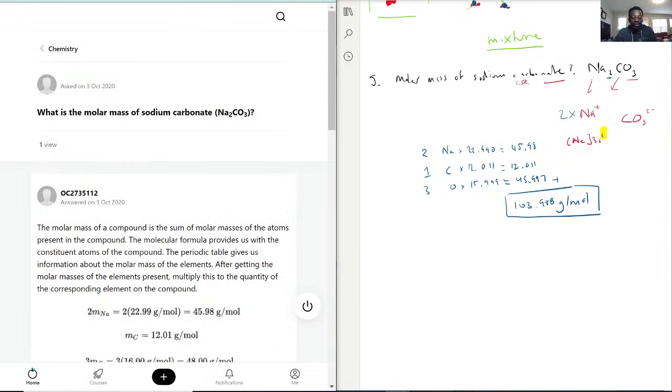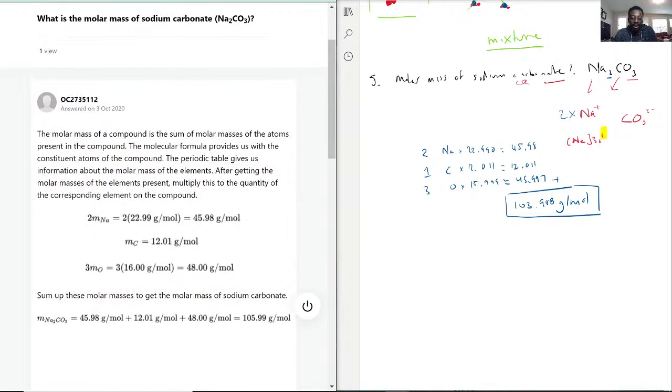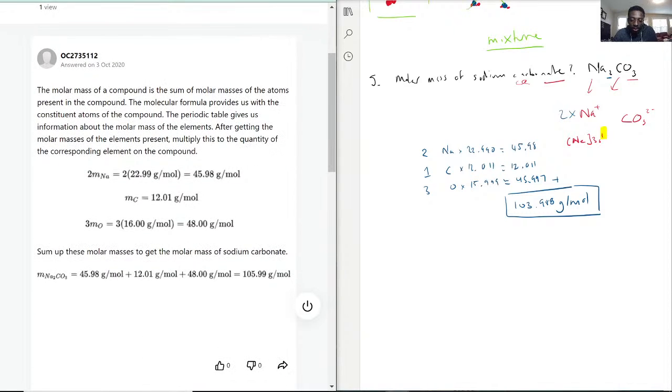Let's see how we did. Exactly, so 3 times 16, 48, 12.01, 45.98, adding together 105 point, oh, that's strange. It should be a little bit closer than that. Because they have 22.9, that's 45.98, 12.01 for carbon. Wait. 15 times 3 is 45. Oh, I didn't factor this part. It's going to be 47.